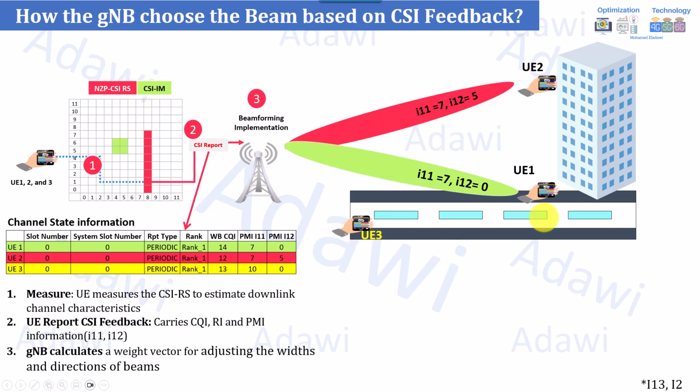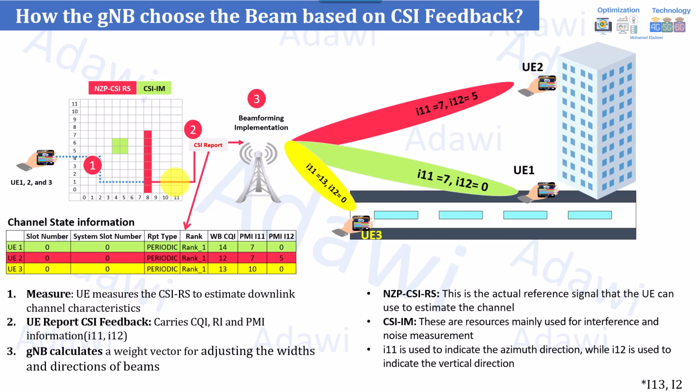And the same for this user, who is in a different horizontal direction, so he needs to report another I11, but I12 is expected to be 0 as it is because he's still on the ground. So this one will be reporting I11 equals 3 and I12 equals 0. So now the beam will be allocated in this direction.